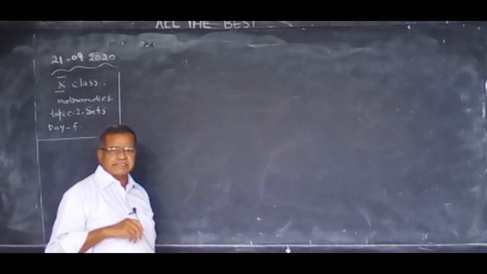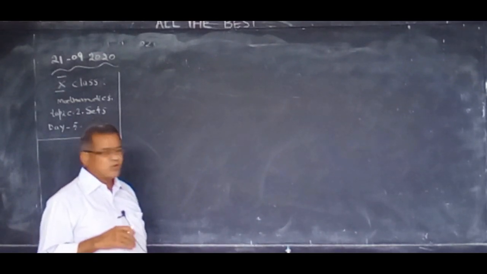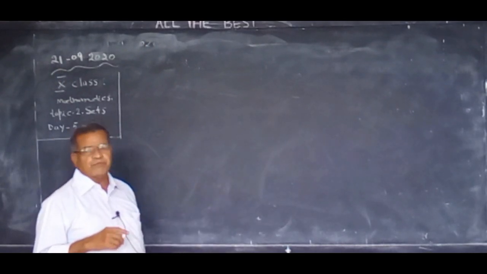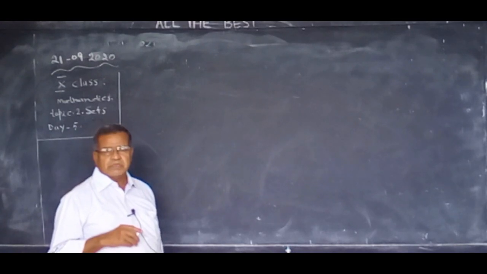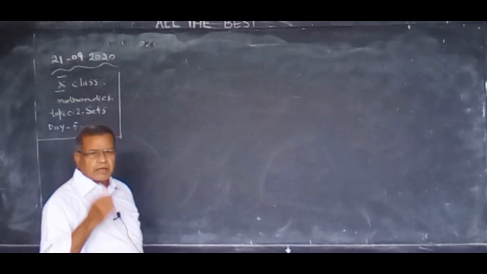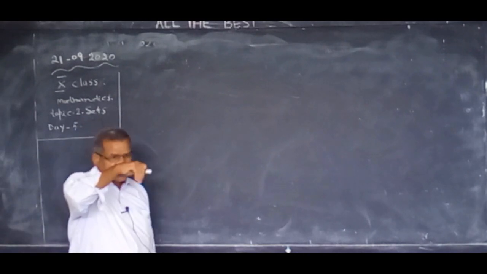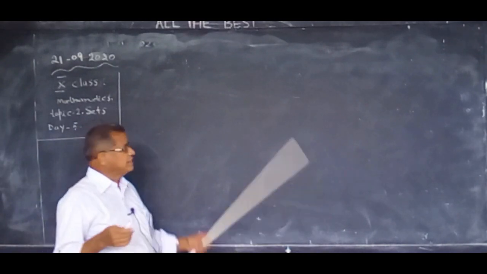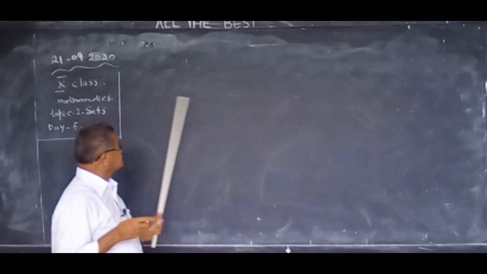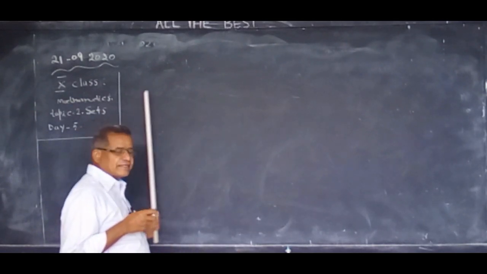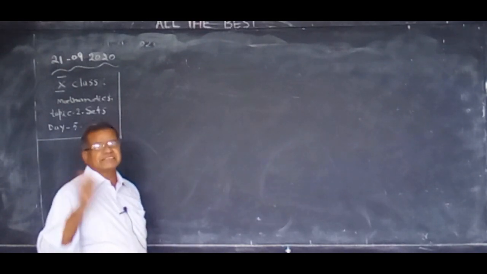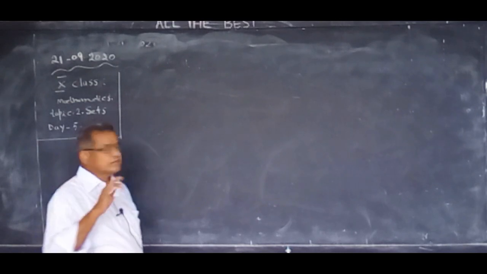Sets can be expressed in two methods. One is roster form, the other is set builder form. What is roster form? I already explained in previous classes, so once again I remind. A set can be expressed in roster form by writing the elements with commas.